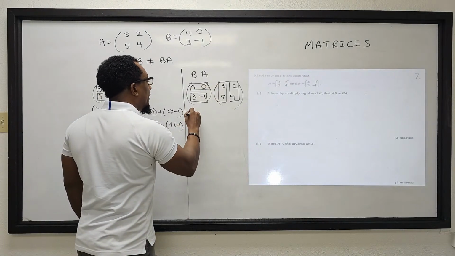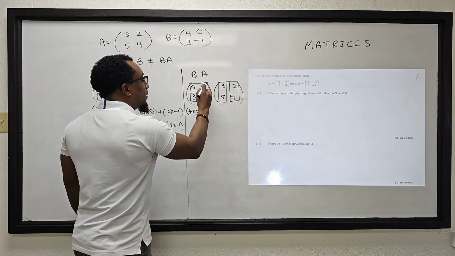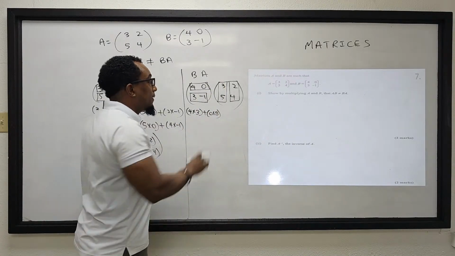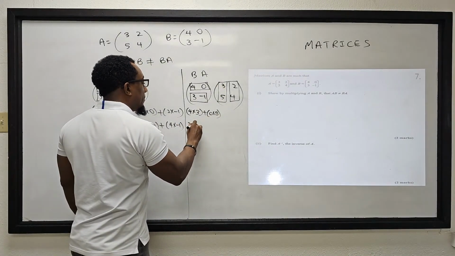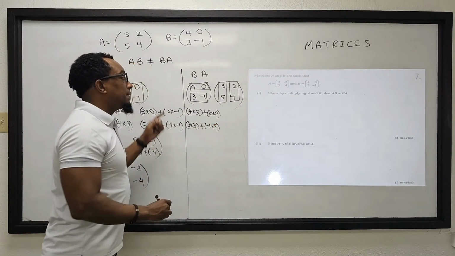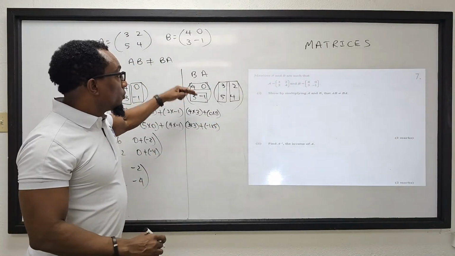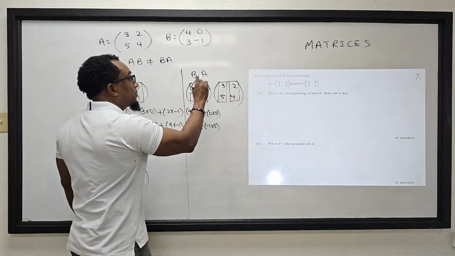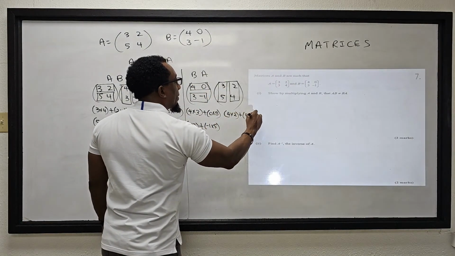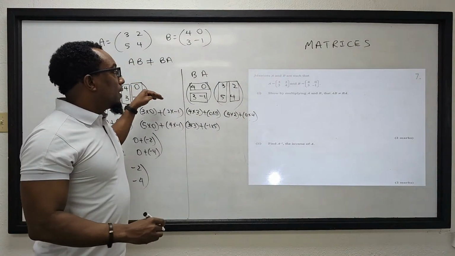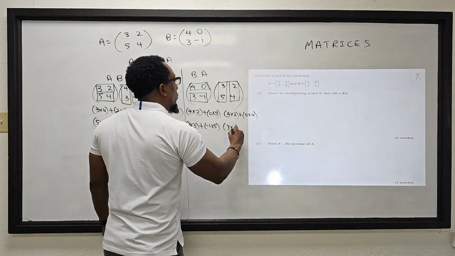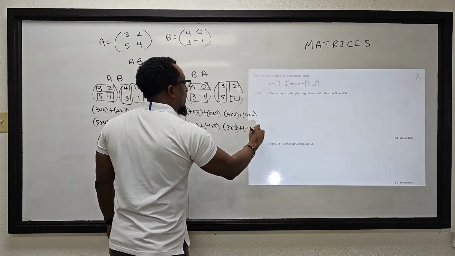So 4 by 3 plus 0 by 5. First row, first column dealt with. Second row, first column, 3 by 3 plus negative 1 by 5. That's my second row, first column. Now, 2 rows of my second column. First row, second column, 4 by 2 plus 0 by 4. Now, second row, second column, 3 by 2 plus negative 1 by 4.